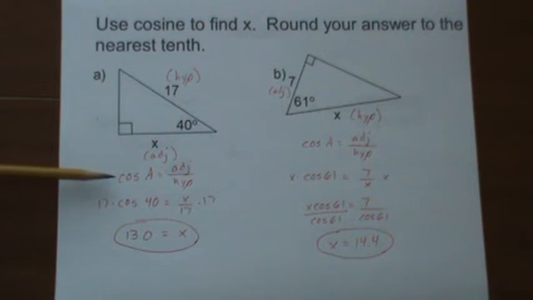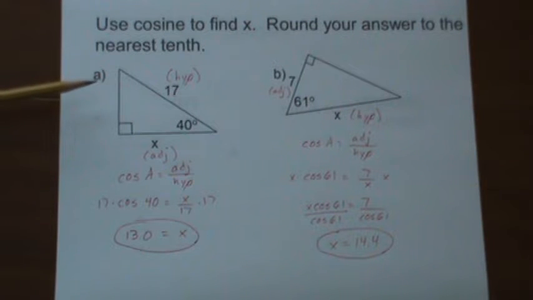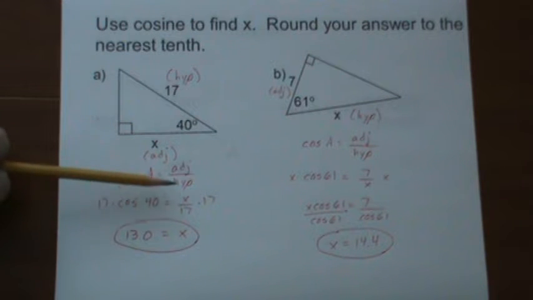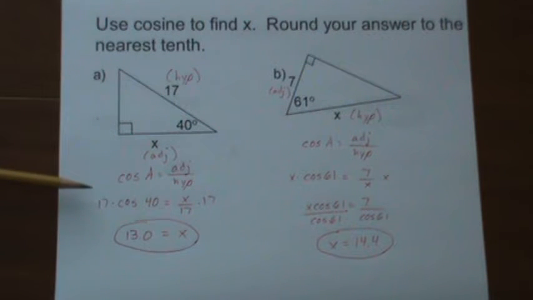So we choose to use cosine of an angle equals adjacent over hypotenuse. When we substitute in, 40 degrees goes in for our angle, x goes in for our adjacent, and 17 goes in for the hypotenuse. To solve for x, I multiply by 17 on both sides.